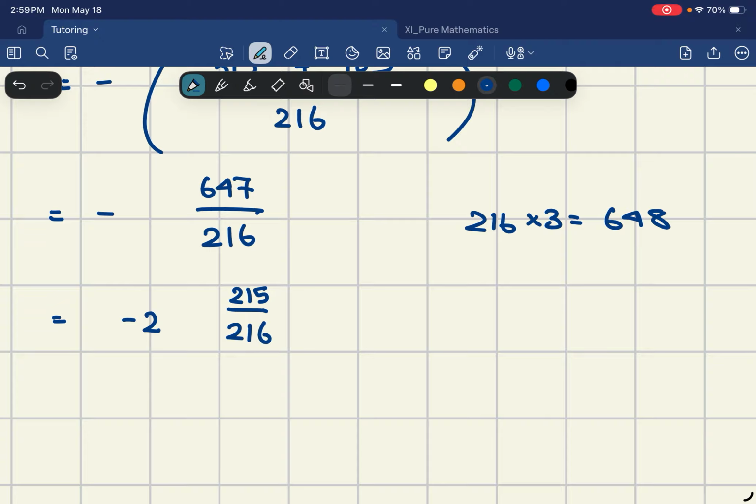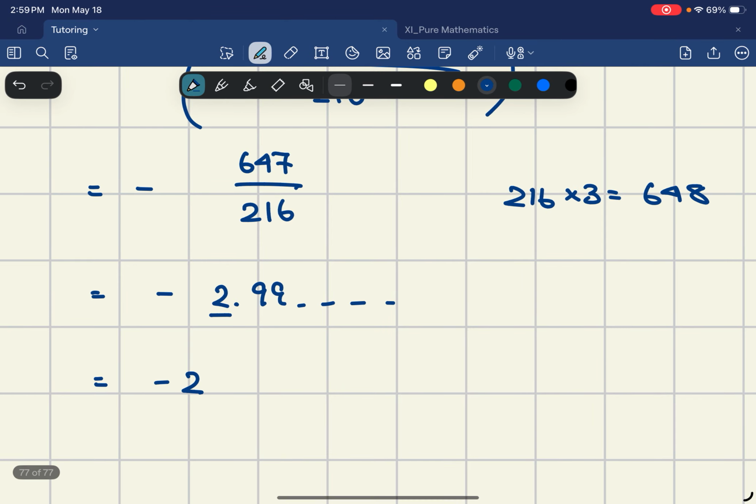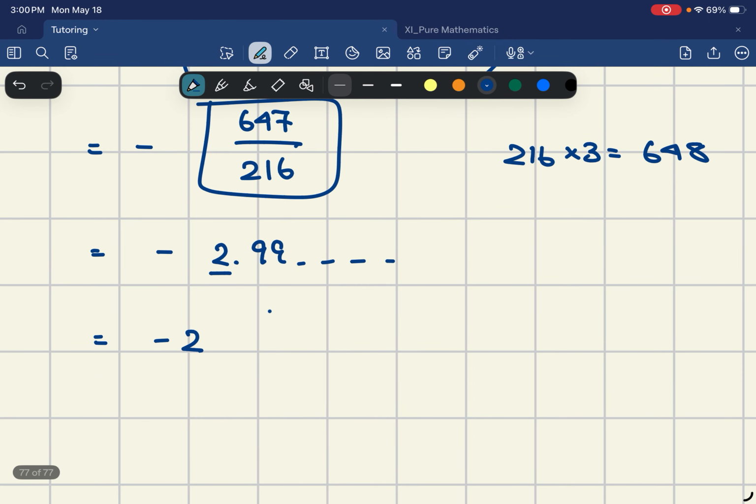But you can use your standard method as well. What would be your standard method to convert this into a mixed fraction? Well, you press 647 divided by 216 in your calculator. If you do so, you get 2.999 something. So you pick your whole number, 2. Then you do 647 minus 2 times 216. Ignore the negative sign, we're just going to convert this into a mixed fraction. The negative will just stay there. So 2 was my whole number, and my denominator was 216.